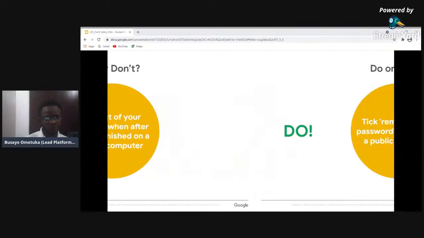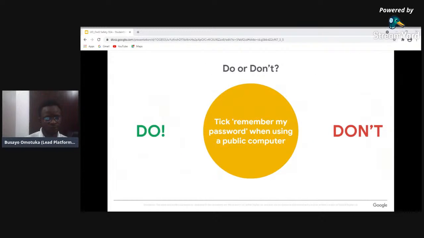This is actually do. So tick remember my password when using a public computer. This is don't. So you don't do that. So we should let the student know that if they are using a computer that doesn't belong to them, they should not click remember password. Maybe they try to log into any of their platforms, and the browser is asking them to remember password. We should discourage them from doing that for security's sake.